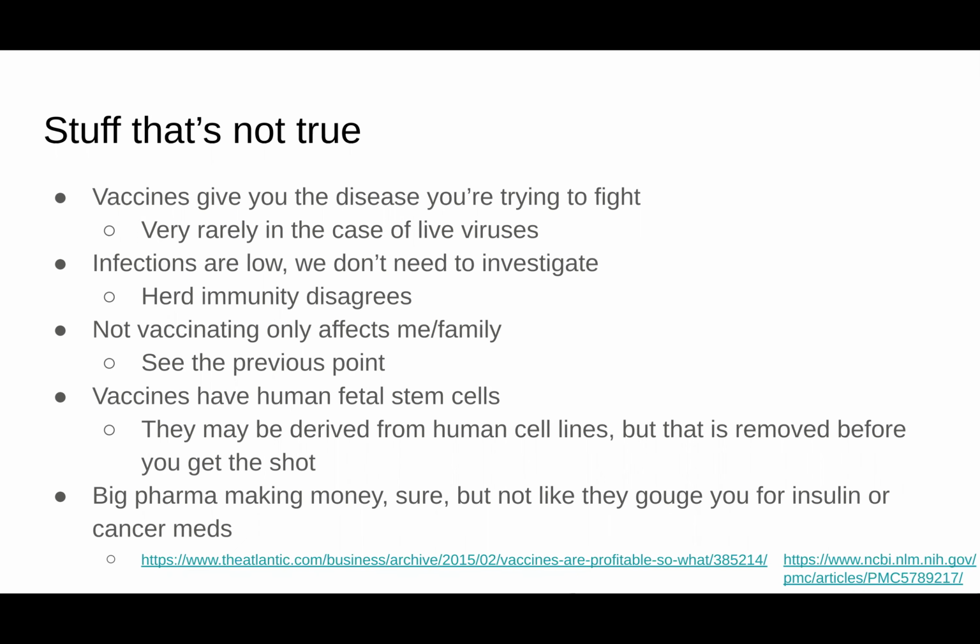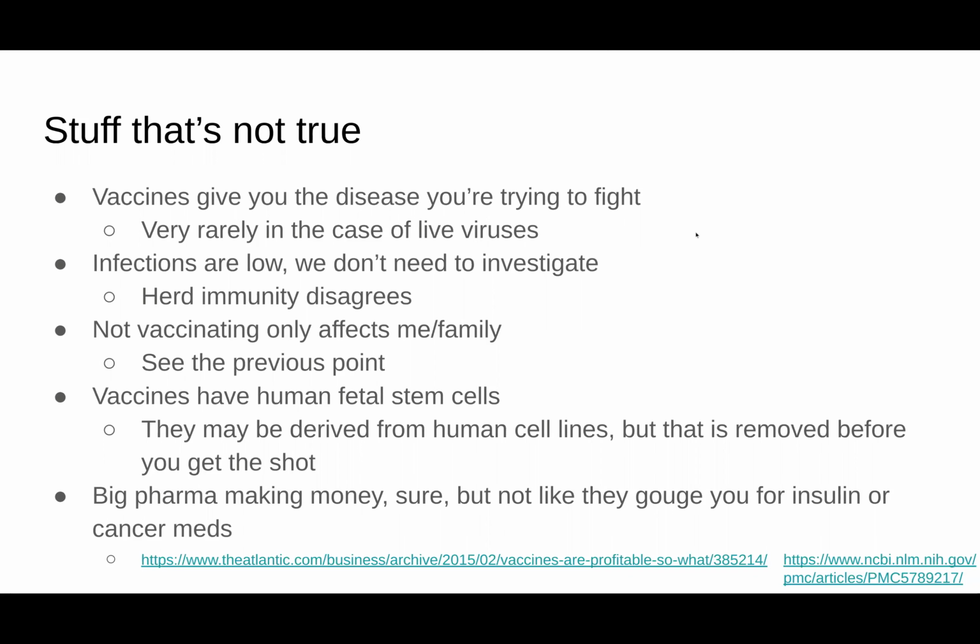Just to wrap this up, let's talk about a few other common things that are not true and misconceptions about vaccines. Vaccines do not give you the disease that you're going to fight. Remember, live attenuated vaccines can do that, but that is very, very rare. Again, it's 1 in 1 million or 1 in 10 million chance. It's not very common. So that's simply not true. If you get a measles vaccine, you're extremely unlikely to get measles from it.